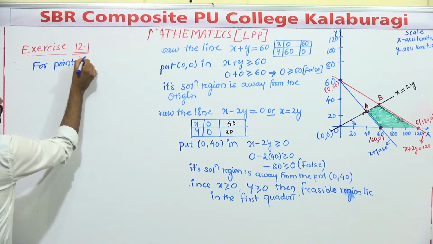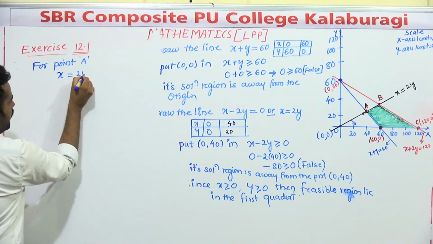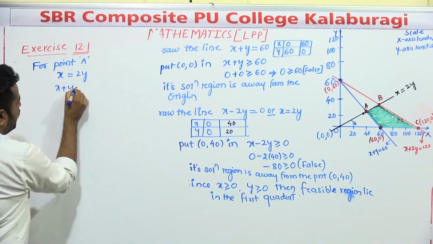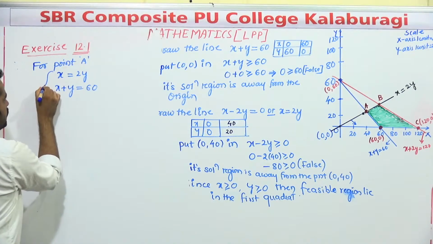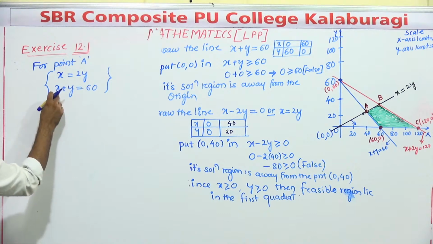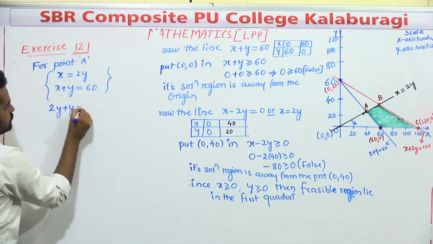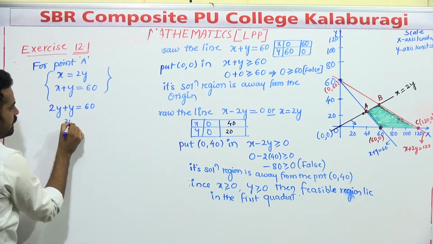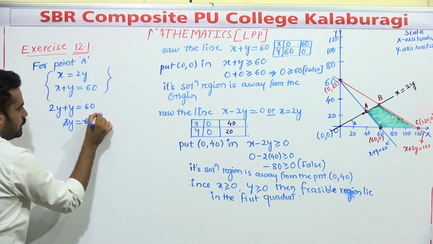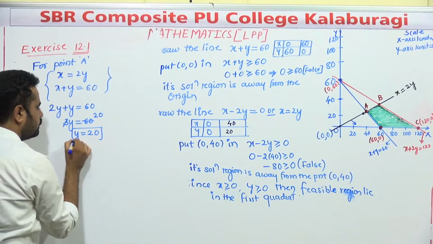For point A, we have to solve two equations. The first one is x is equal to 2y and the other one is x plus y equal to 60. Here x is equal to 2y, and substitute in this equation. This is 2y plus y equal to 60, or 3y equal to 60. Therefore y equal to 20. We got the y value.